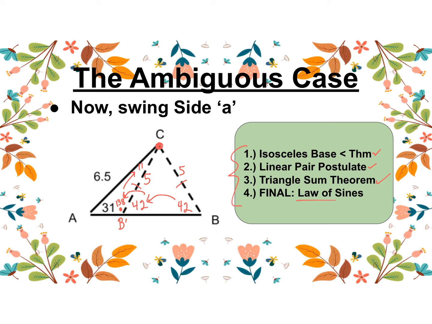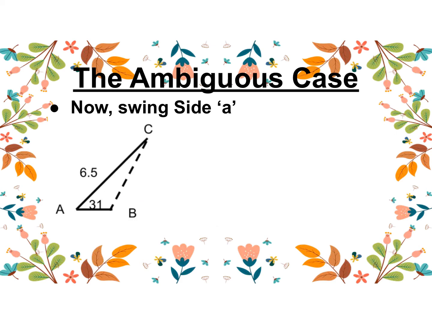And now I just have one more step, and that's the law of sines. So just to recap, we did 42 from the previous, then we do the isosceles to move it over, we do linear pair postulate, and then triangle sum, and one more law of sines. I think I have that on the next slide. Yeah. So we did this already. This was 108, this was 11, this is 5. So now with my law of sines, I'm still with sine of 31 over 5 equals sine of 11, and we'll call this side C prime.